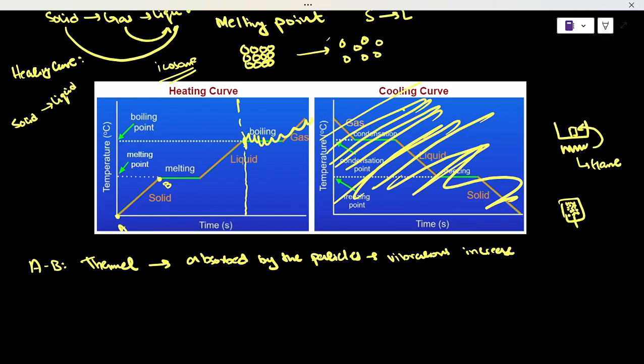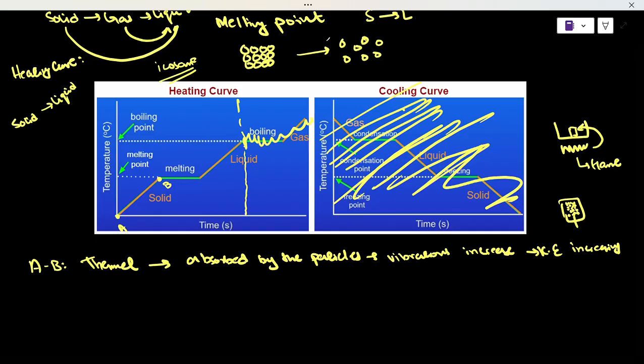What's the second thing that is happening now? The moment when vibrations increase, that means the movement is also increasing. And I told you, whenever you study the word movement, the second thing that should come to your mind is kinetic energy. So if the vibrations are increasing, that means the kinetic energy is also increasing.